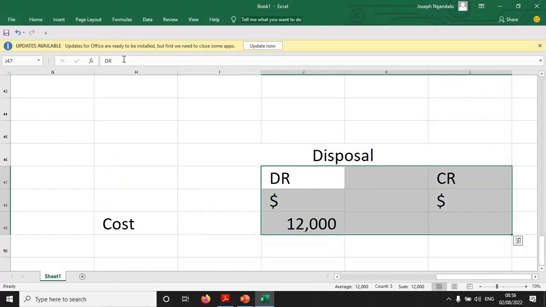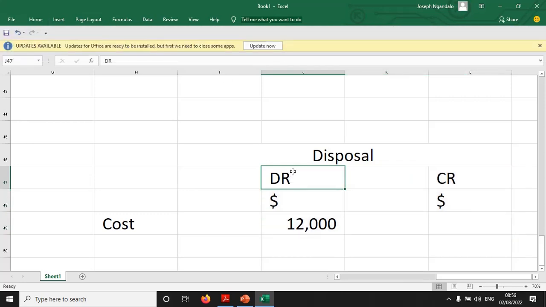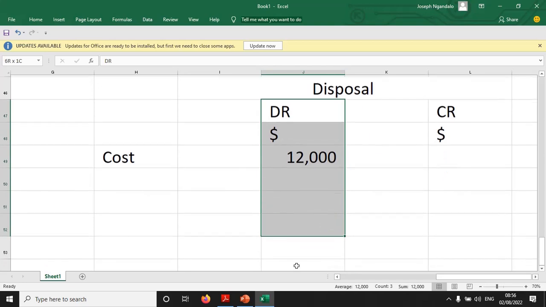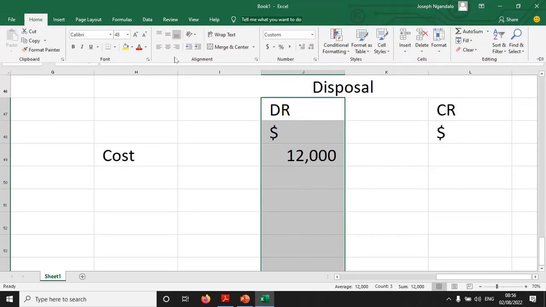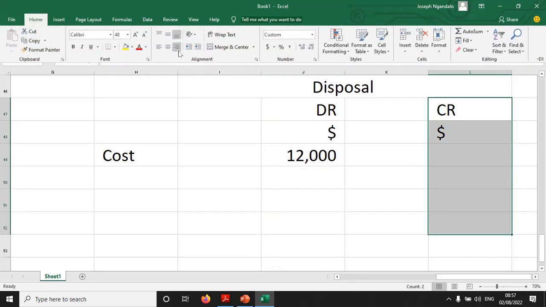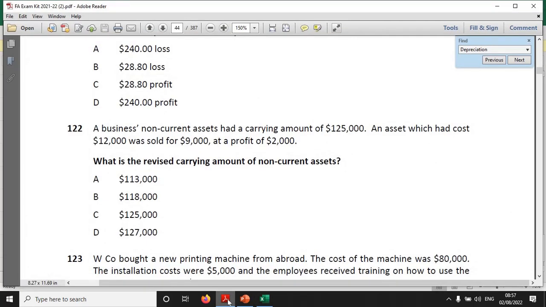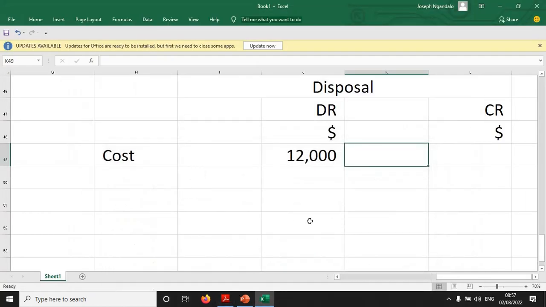And of course, I don't like work that does not look neat. So I'm just going to push these things to the other side so that the work looks a little bit better. Okay, how much was the money received? 9,000, right? And profit 2,000. So cash, you write 9,000. Are you there?